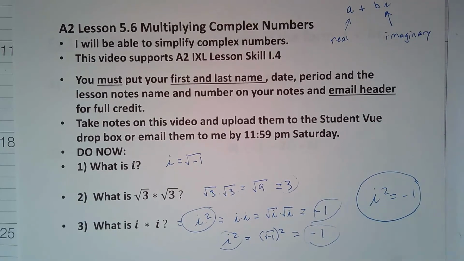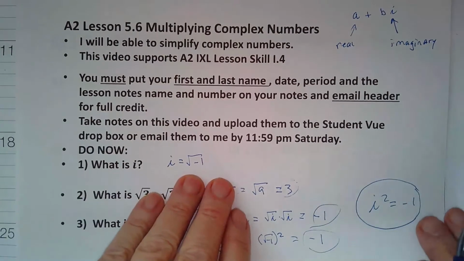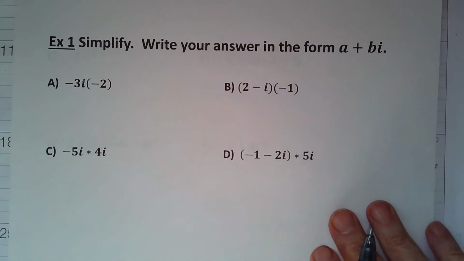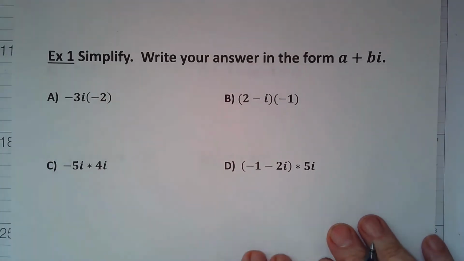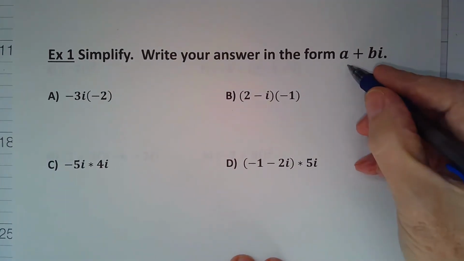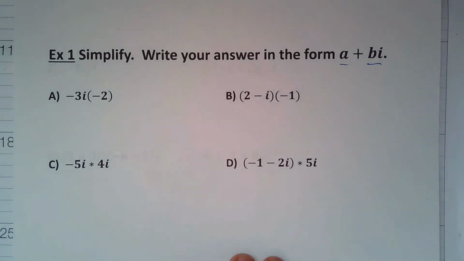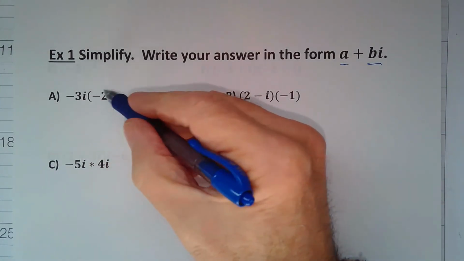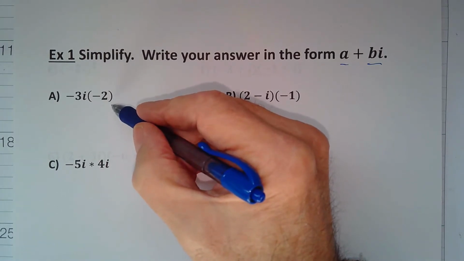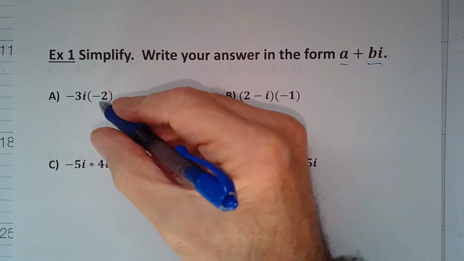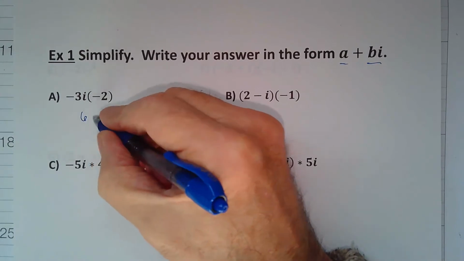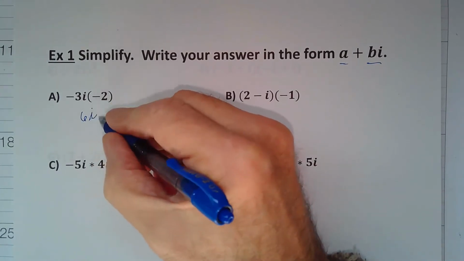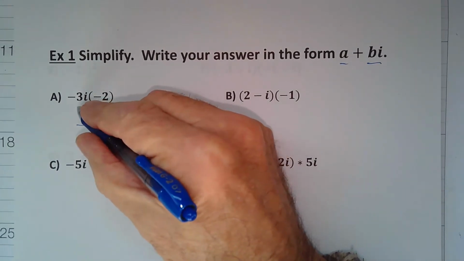Okay? All right. Let's apply that now. So we're going to simplify these, and we're going to write it in the a plus bi form. So the first one, we're multiplying negative 3i times negative 2. So negative 2 times negative 3 is positive 6i. And that's basically it.